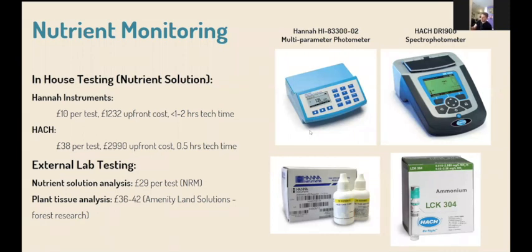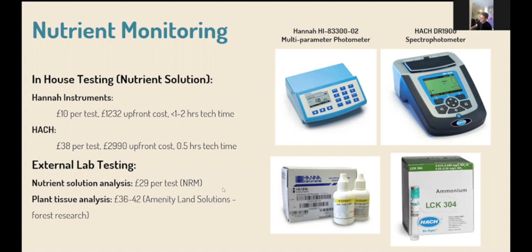The one on the left, the multi-photometer, will test all 16 macro and micronutrients I'm interested in. I can do this for about £10 per test. If you want to test fewer nutrients, it'd be even cheaper. So I use the HANA one. It's cheap, but it uses a lot of technician time.